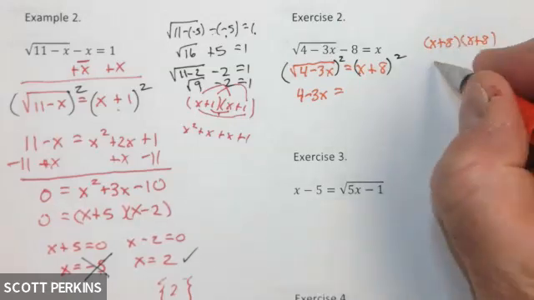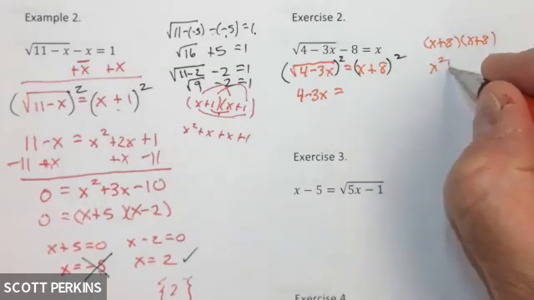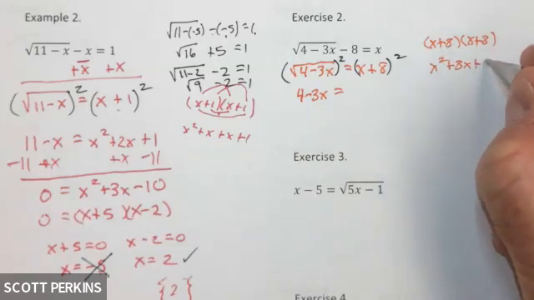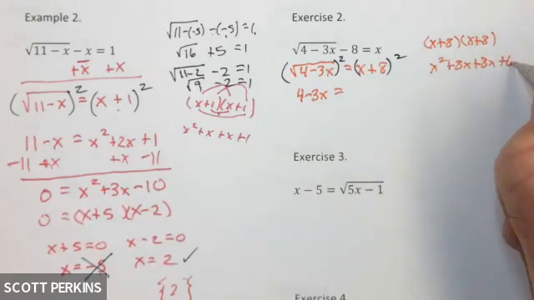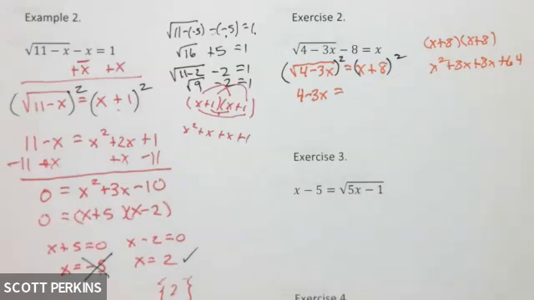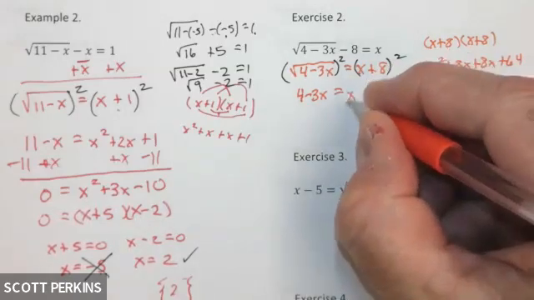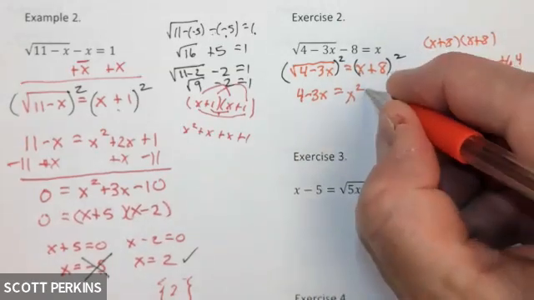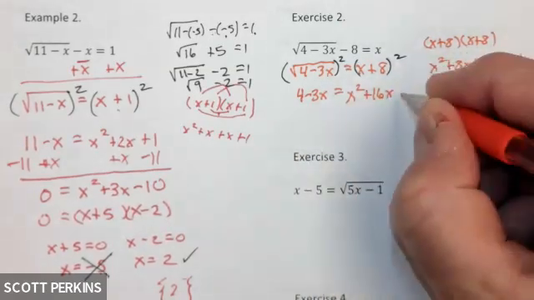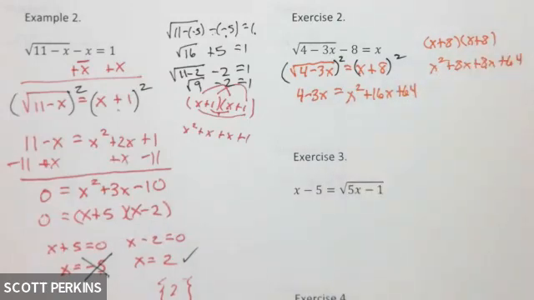My firsts give me x squared. My outers give me 8x. My inners give me 8 more x. My lasts give me 64. Okay, so hopefully we'll all have 3 terms instead of just 2. So we've got x squared, 8x and 8x is 16 of them, then plus 64. Anybody having an issue so far?